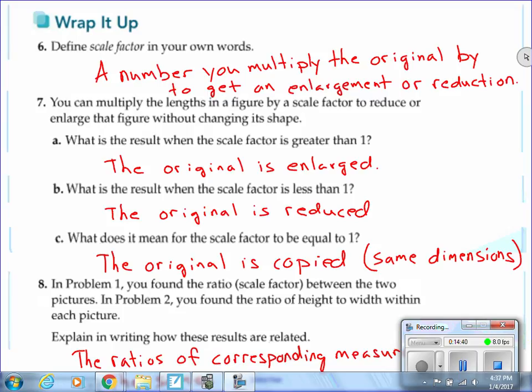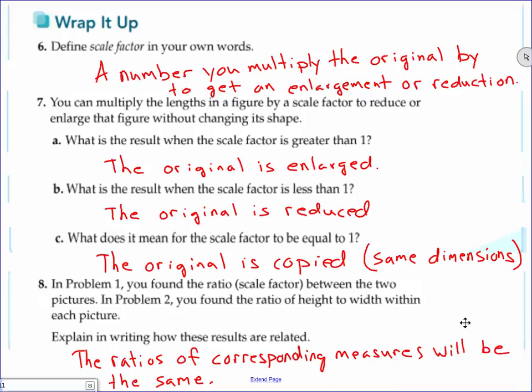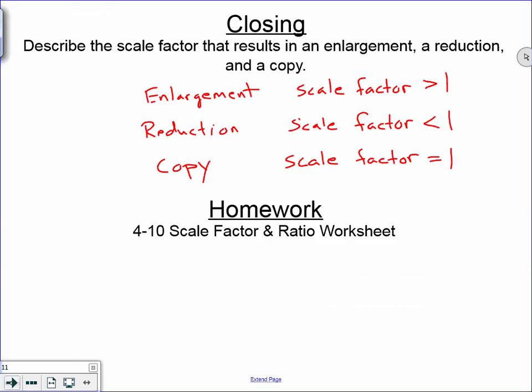C, what does it mean for the scale factor to be equal to 1? It means the original is just copied. You get the same dimensions again. So it's like cloning it. And then the last part there, you can go ahead and look at that if you need to. Not a huge deal.